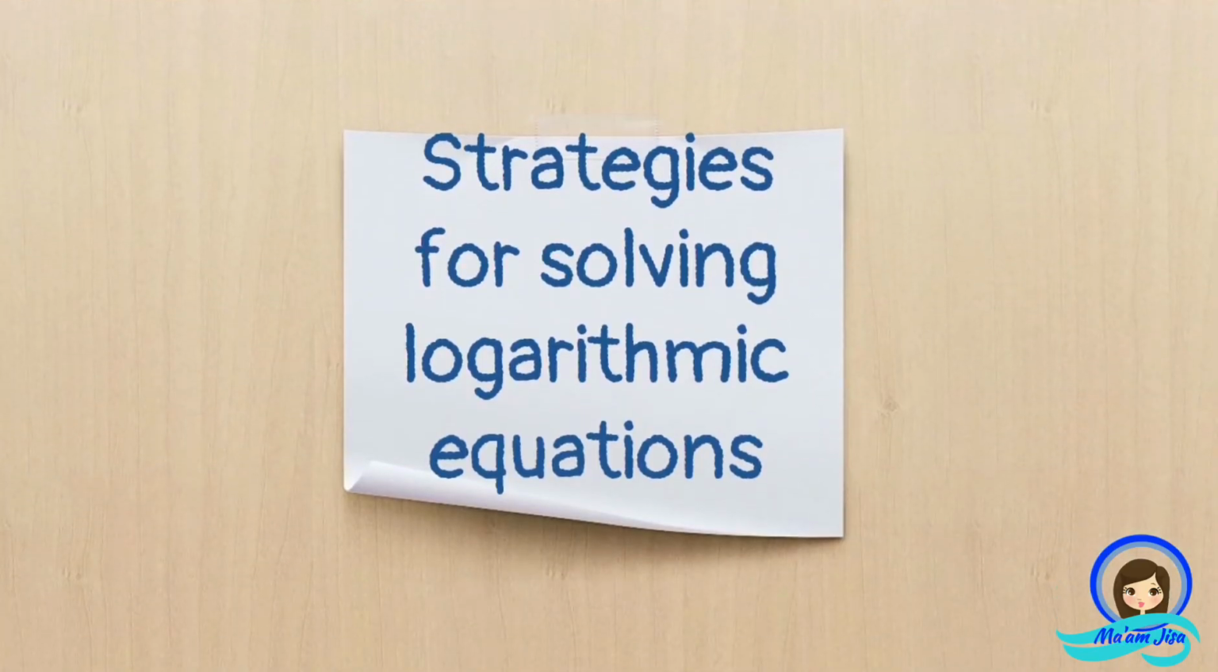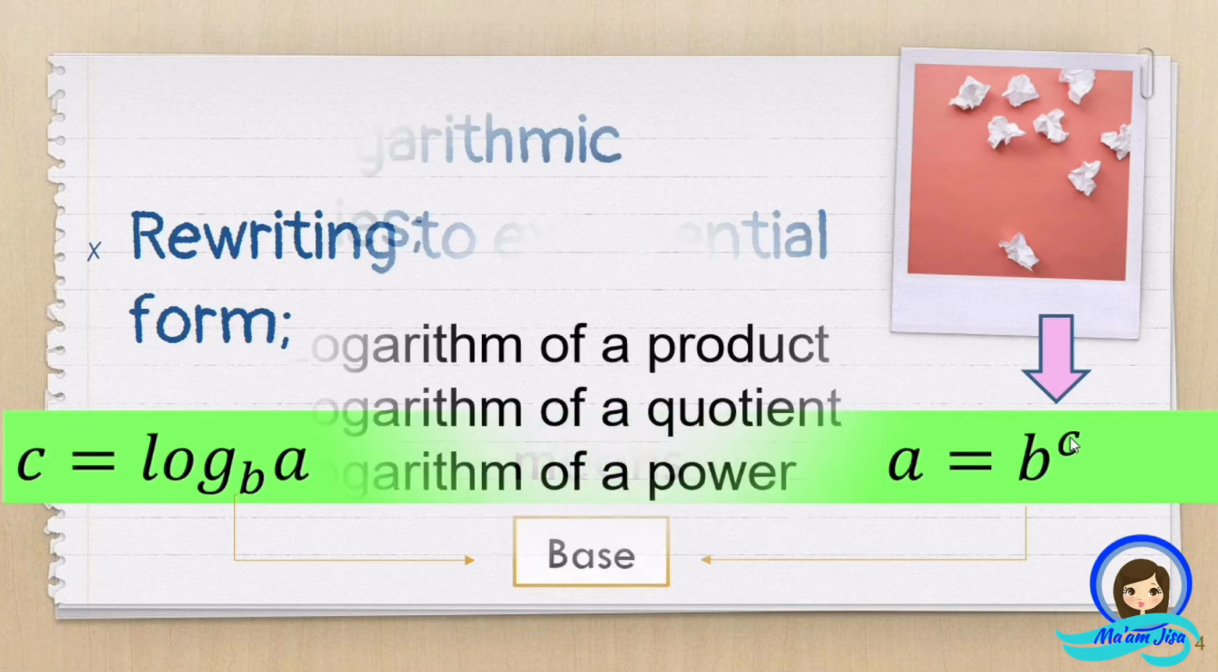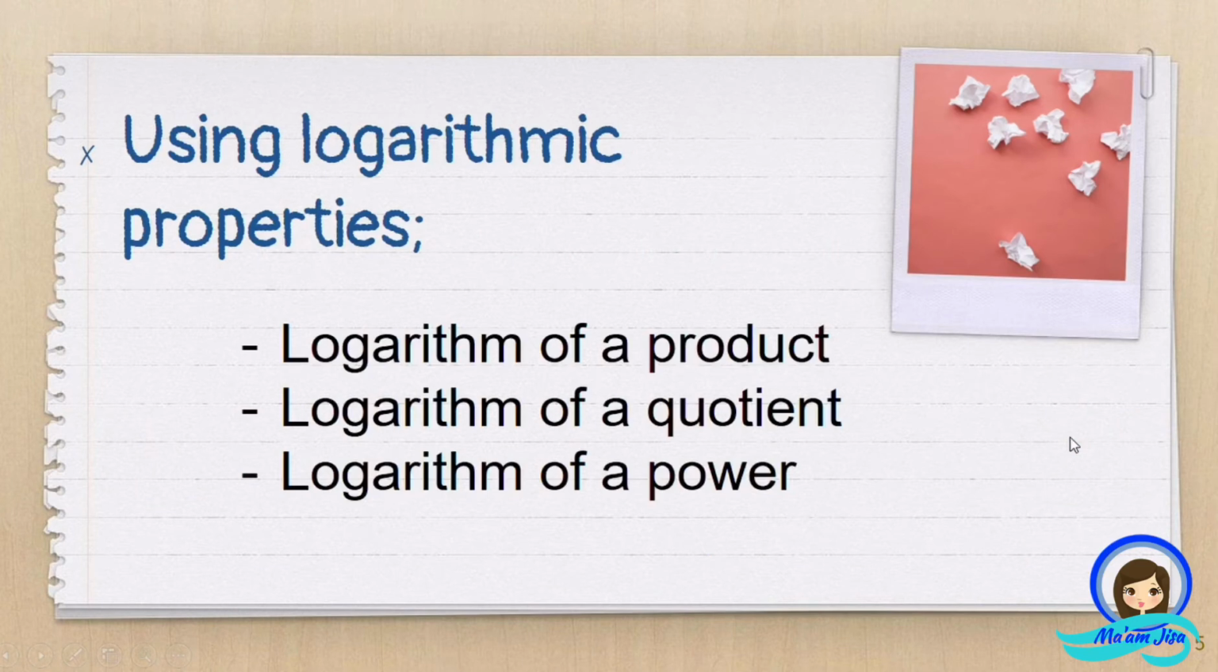There are strategies for solving logarithmic equations. First, we can rewrite to exponential form. Take note that the logarithmic form c equals logarithm of a to the base b means a equals b to the power of c. Second, using logarithmic properties, you already know about the logarithm of a product, logarithm of a quotient, and logarithm of a power.